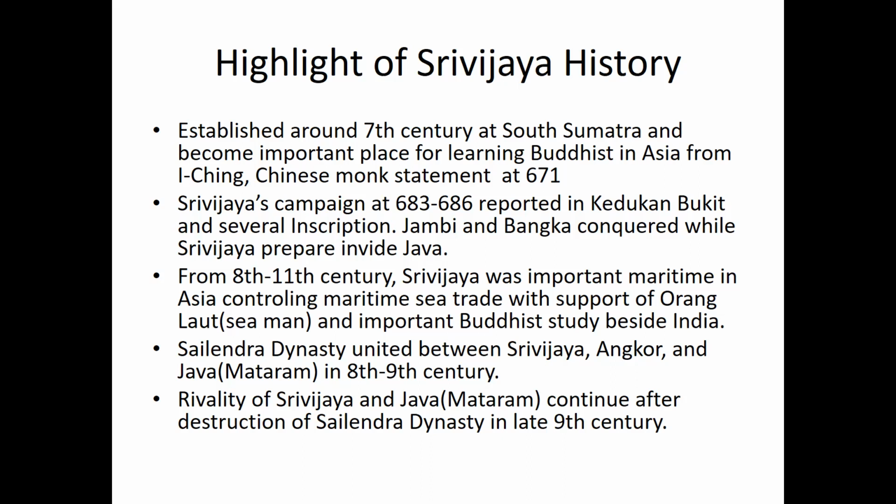After that, Srivijaya became an important maritime site in Asia, from sea trading and Buddhist study beside India, and a naval empire in Asia. Around the 6th to 10th century, there was the Sailendra dynasty between Srivijaya, Angkor, and Java. But after the destruction of the Sailendra dynasty, the rivalry between Srivijaya and Java, the Mataram Empire, continued, with the destruction of Srivijaya at a later time. Next slide.